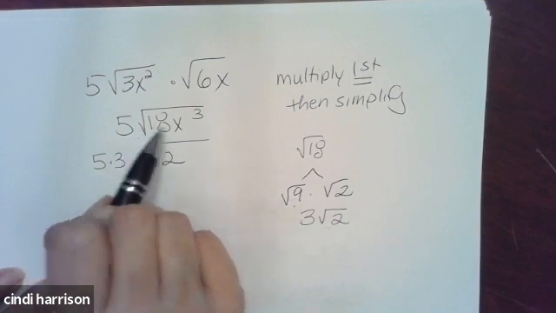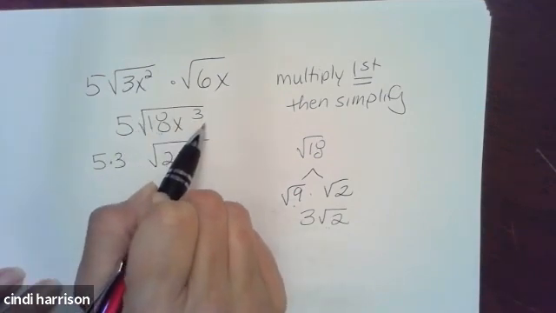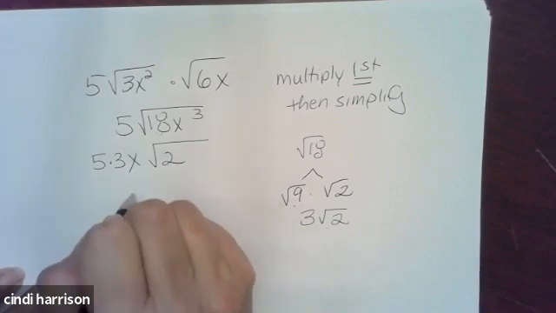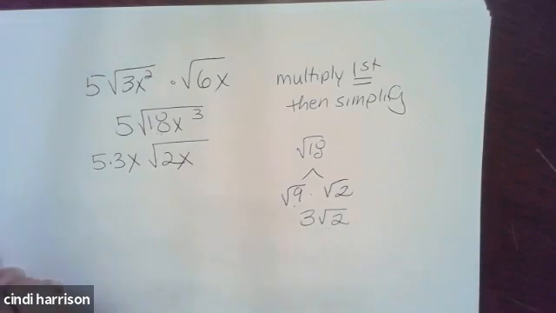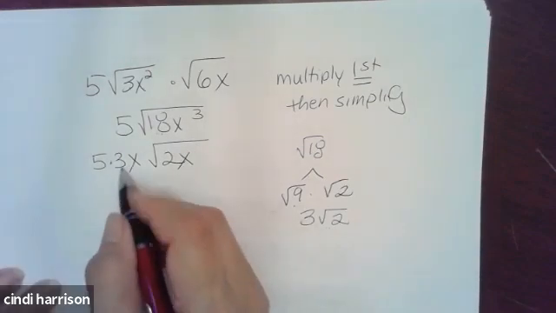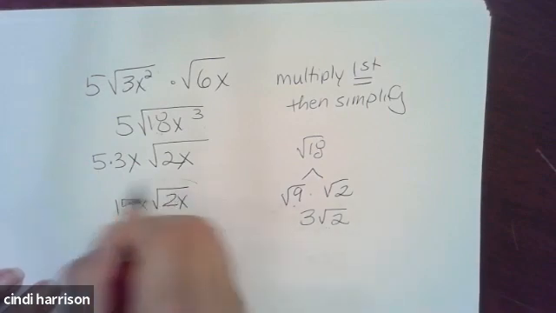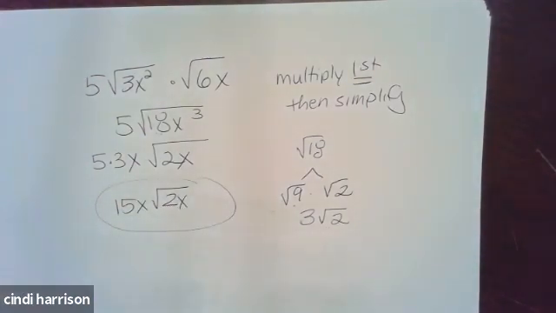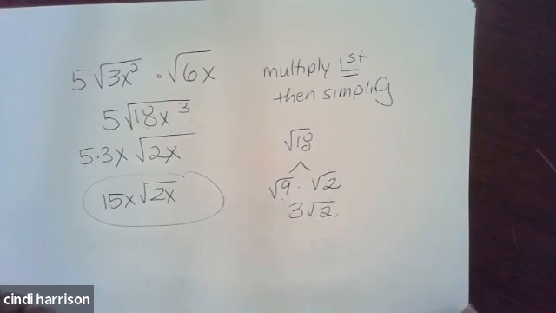But now the square root of x cubed, we say 2 goes into 3 one time, so 1x comes out, but there's 1x left over, so that stays inside. And so finally, 5 times 3, that's 15x, and the square root of 2x. So that's our answer. So to multiply, just multiply underneath the square root, and simplify if you can.